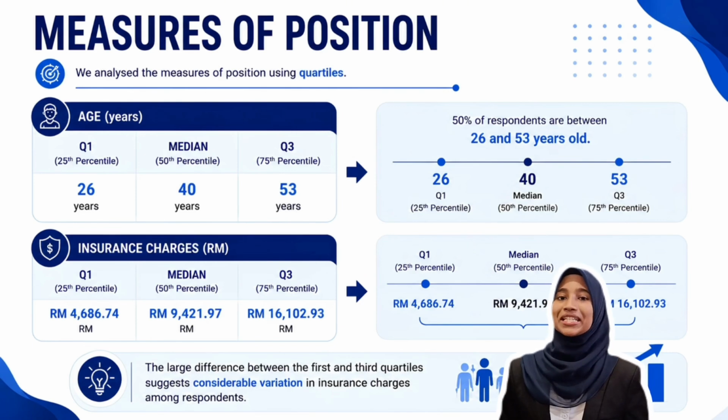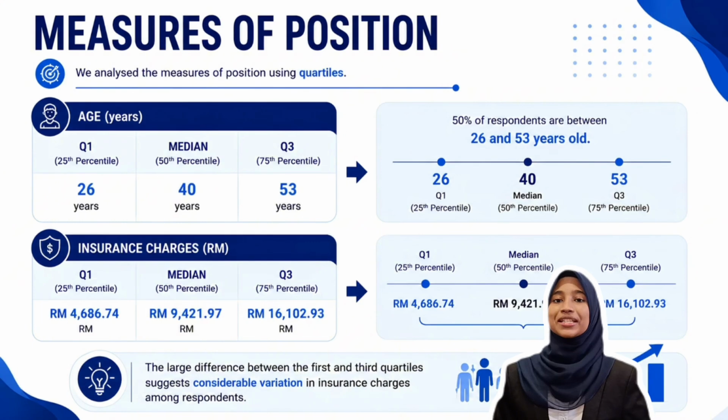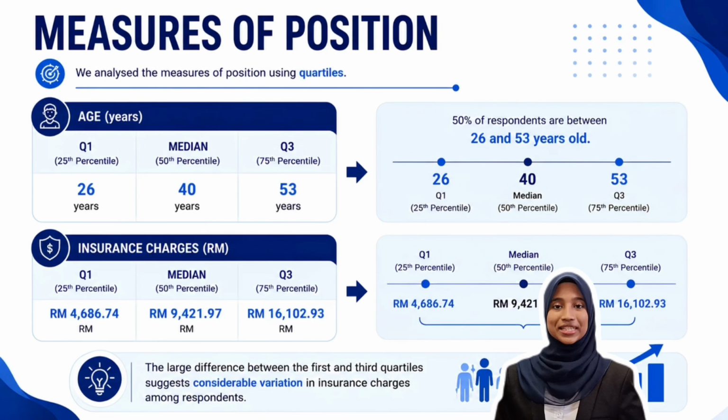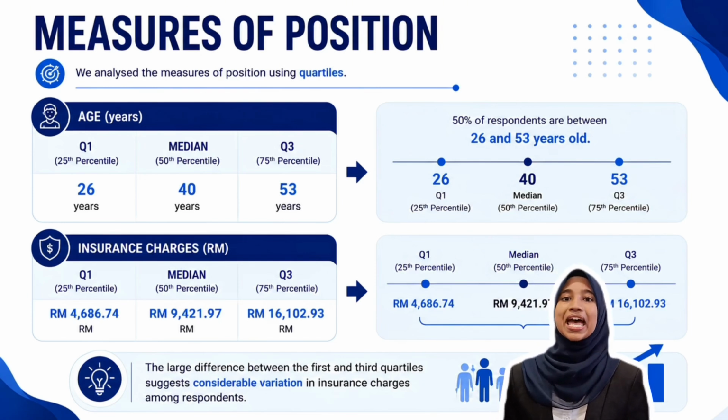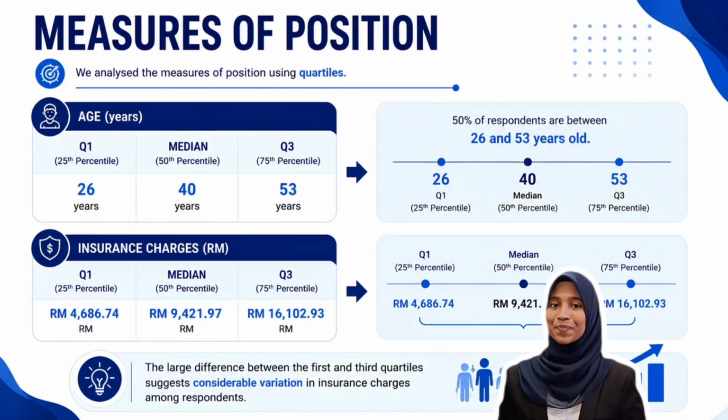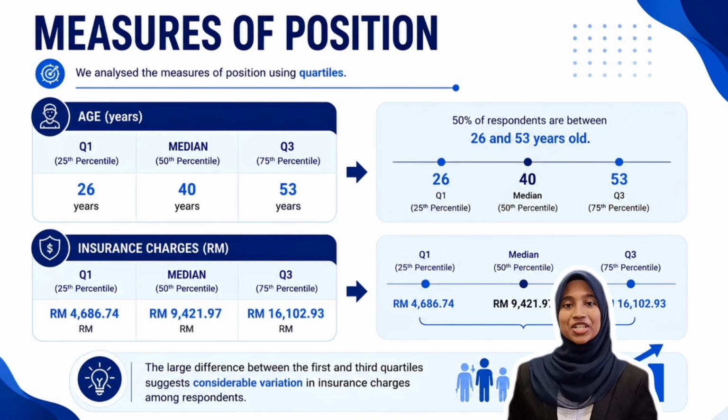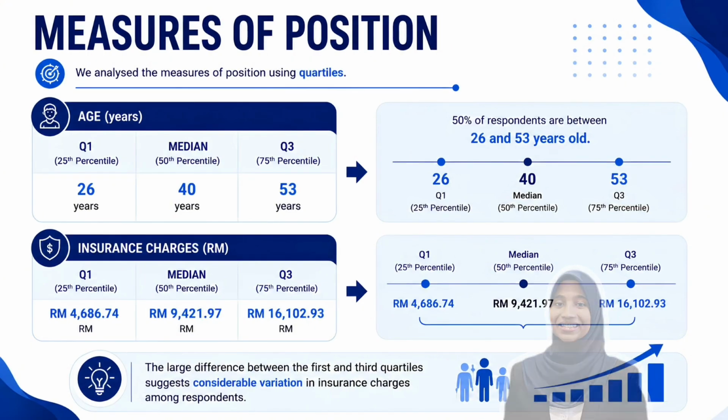For age, the first quartile is 26 years, the median is 40 years, and the third quartile is 53 years. This means that 50% of respondents are between 26 and 53 years old. For insurance charges, the first quartile is 4,686 ringgit 74 cents. The median is 9,421 ringgit 97 cents, and the third quartile is 16,102 ringgit 93 cents. The large difference between the first and third quartiles suggests considerable variation in insurance charges among respondents.